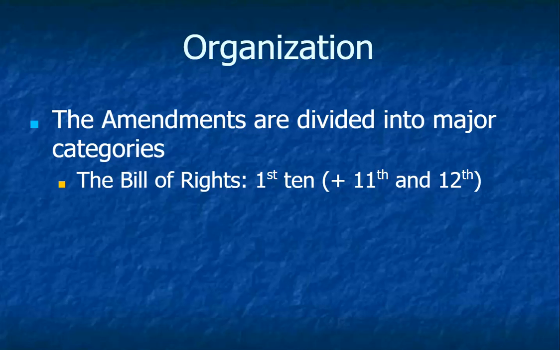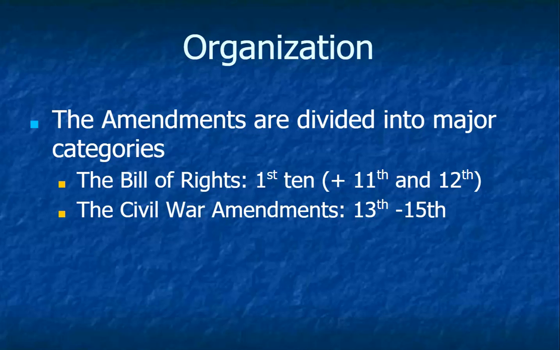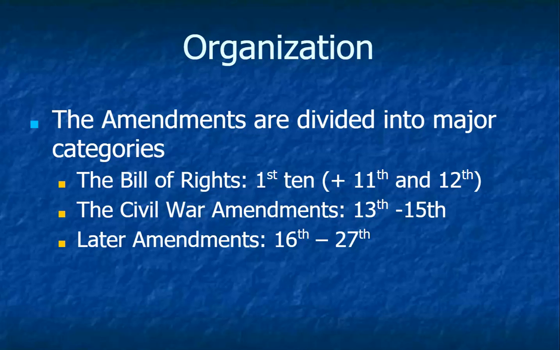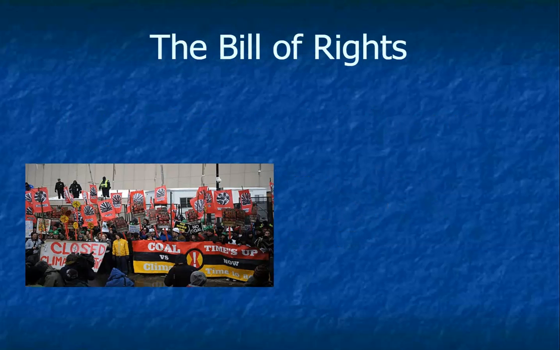Now, the Bill of Rights is obviously the first 10, but the 11th and the 12th are grouped into that category because they happened also at the very same time, or within a few years of each other. The Civil War amendments, self-explanatory, they're the amendments that were ratified at the end of the Civil War. The later amendments go all the way up through until 1992 when the last amendment was ratified.